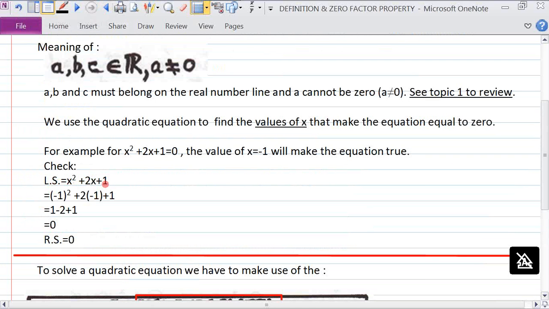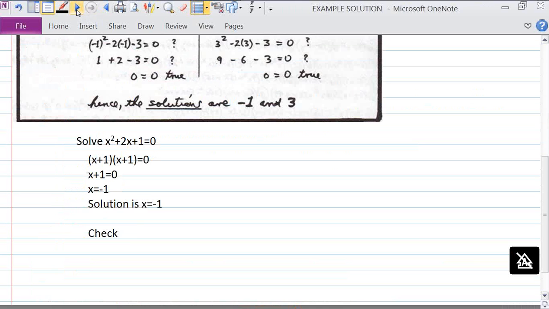I checked the left side with minus 1. And minus 1 squared plus 2 times minus 1 plus 1. If you sum those three terms, it's 0. And the right side is 0. So that gives you an idea.